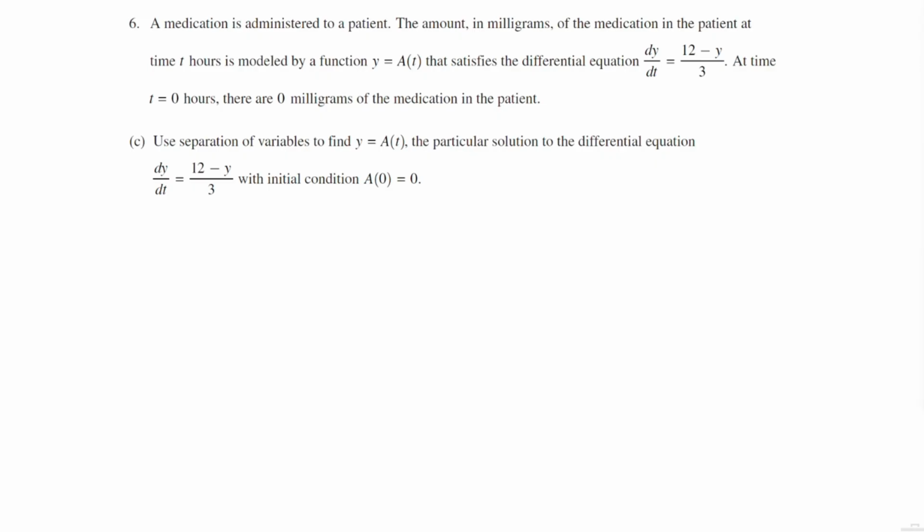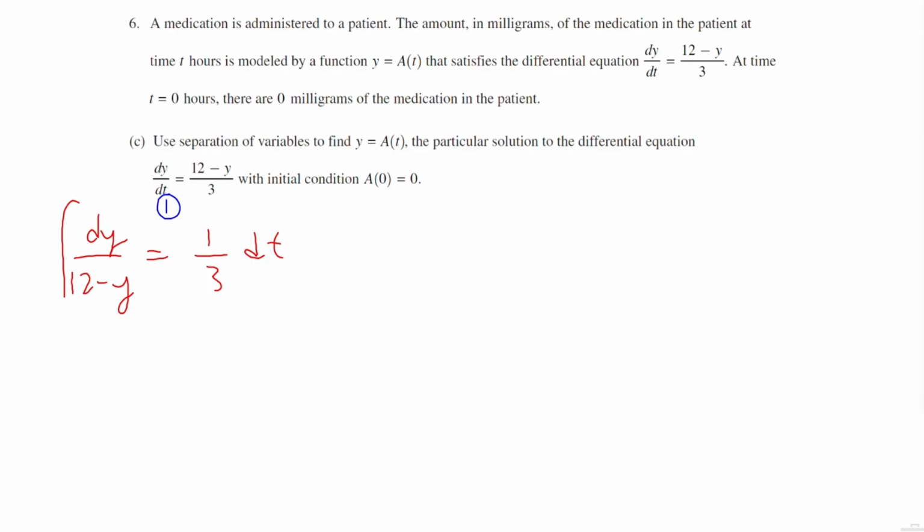For part C, they now ask you to use separation of variables to find y equals A of t, which is the particular solution to this differential equation, with the initial condition that when t is 0, A is 0. So we'll separate the variables. That's always step 1 here. So we have dy over 12 minus y equals 1/3 dt. And just doing that right there is going to be worth 1 point. We'll give ourselves 1 point here for that.